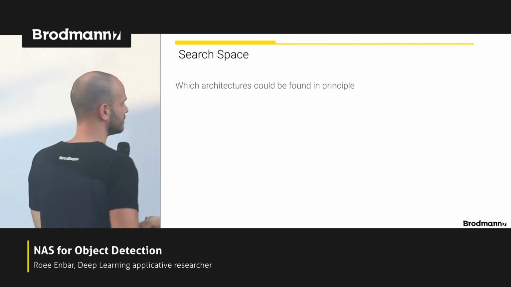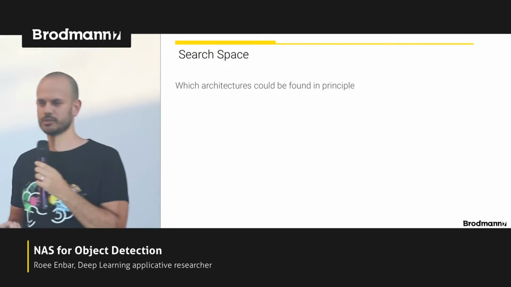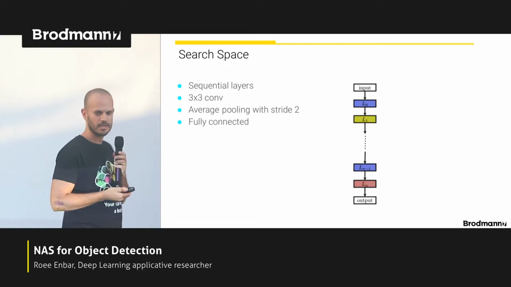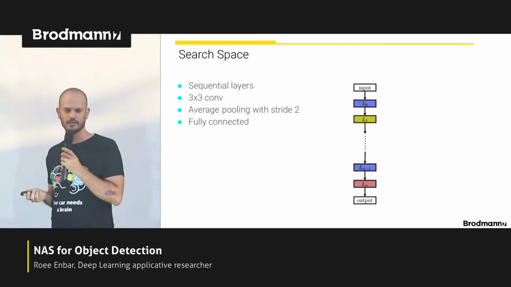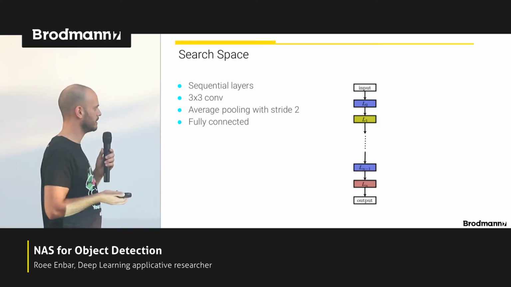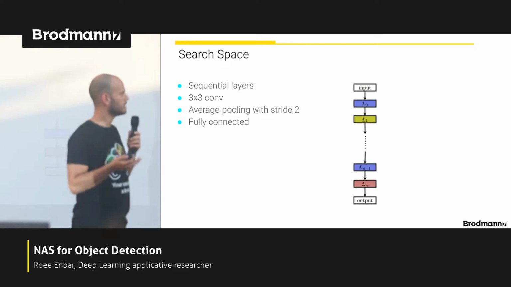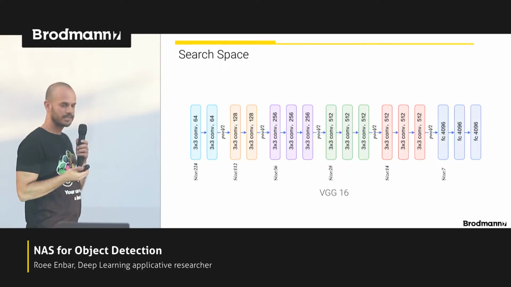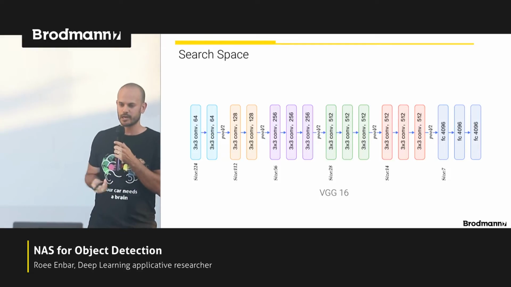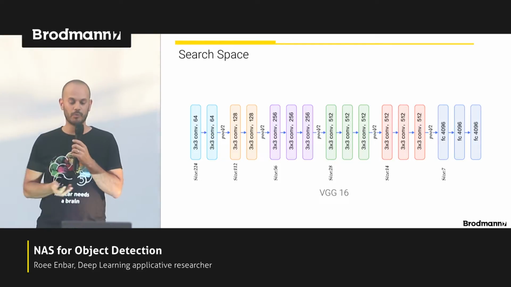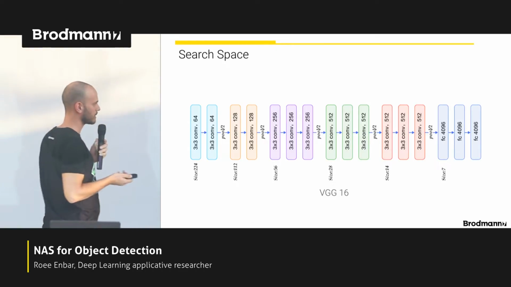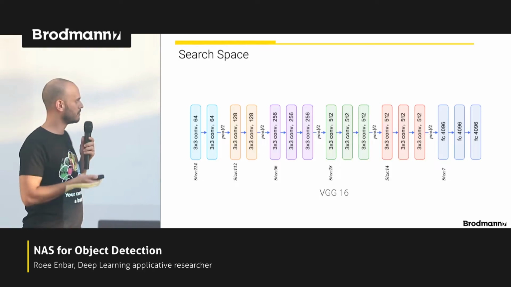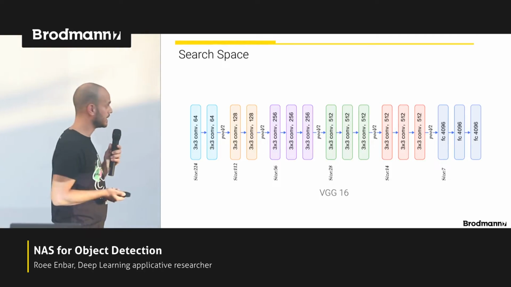Now, in order to do that, I need to define a few things. First of all, I need to define my search space, right? Which architectures can I find in principle? So, for example, if I'm using an architecture that has sequential layers, right? 3x3 convolution layers, for example, average pooling layers with stride 2, fully connected layers. This search space will contain many architectures, one of which is the popular, or used to be popular, VGG16 network that is sequential, has convolution layers, has average pooling, right? And fully connected layers at the end.